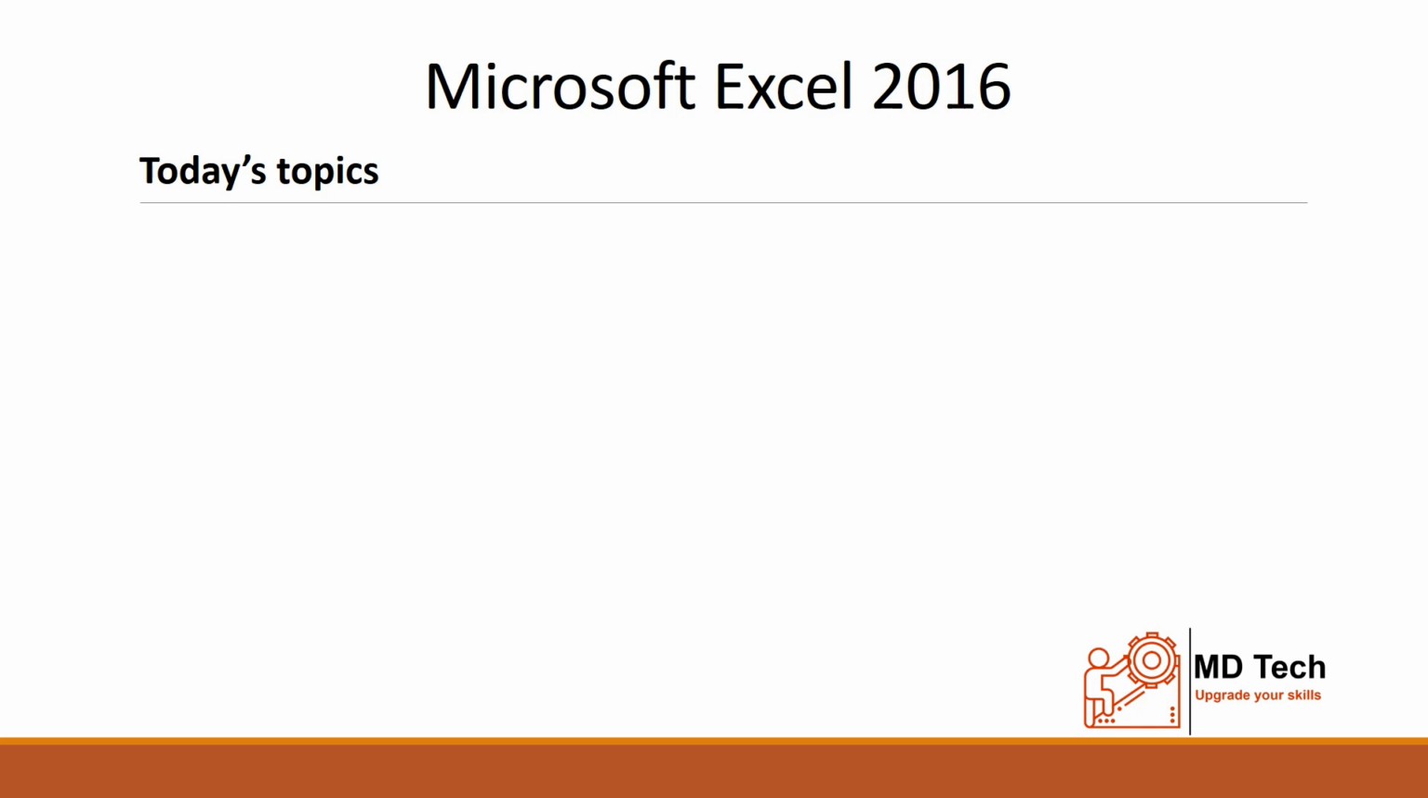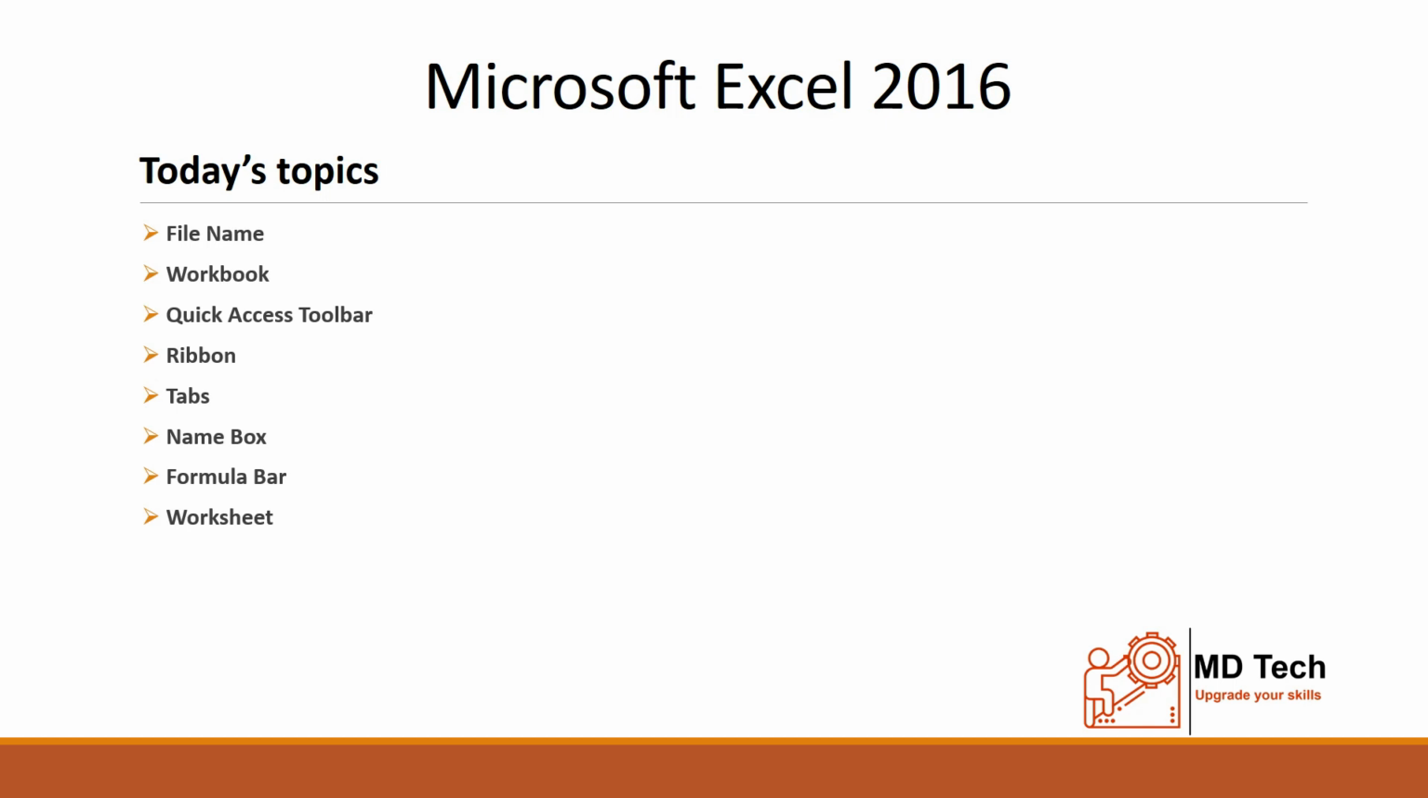Today we are going to discuss the basics of Microsoft Excel 2016. So our today's topics are file name, workbook, then we have a quick access toolbar, ribbon, tabs, name box, formula bar, worksheet, a less known feature, scroll bars, then we have zoom, and lastly how to save a file.